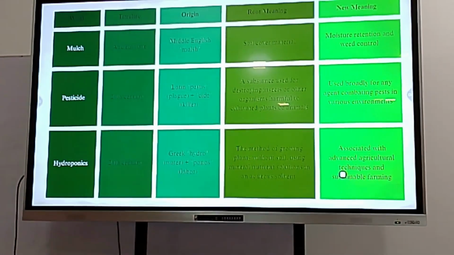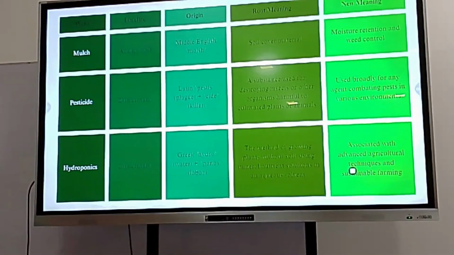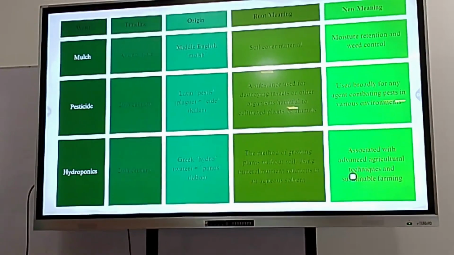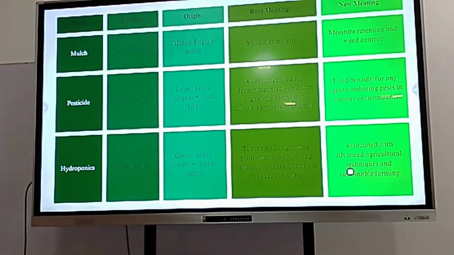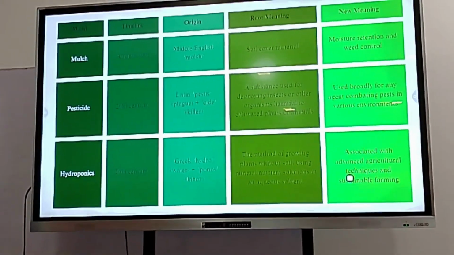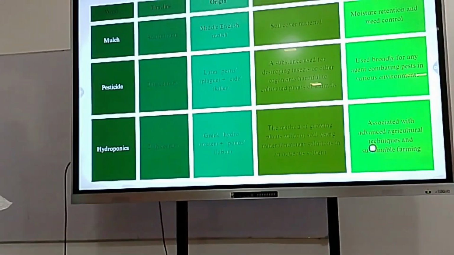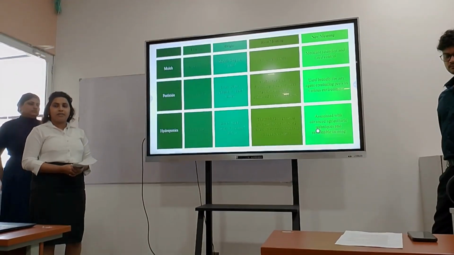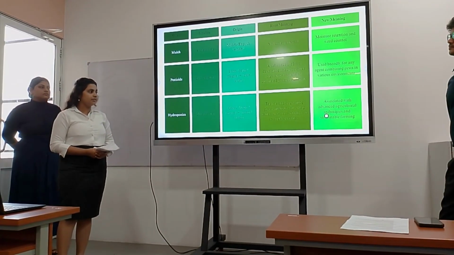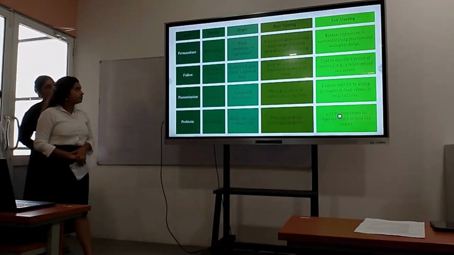And the next one, hydroponics. This word goes back to the 20th century. The origin is from Greek, hydro plus ponos. Hydro means water, ponos means labor. The root meaning is the method of growing plants without soil. The new meaning is associated with advanced agricultural techniques and sustainable farming. Move on to the next slide.